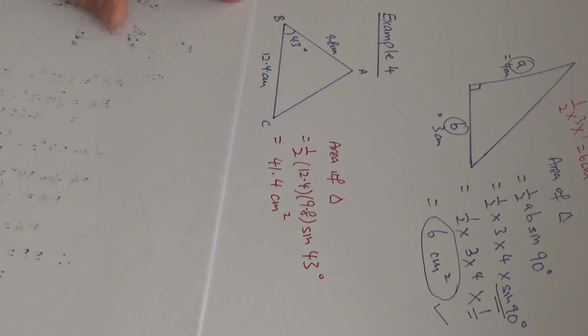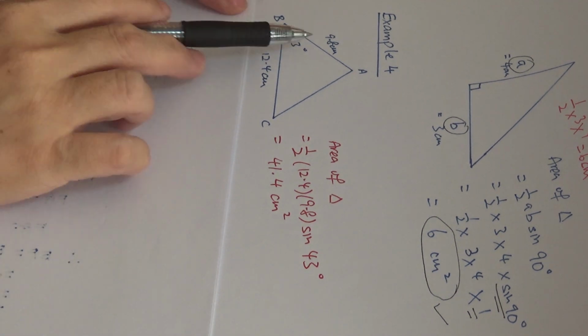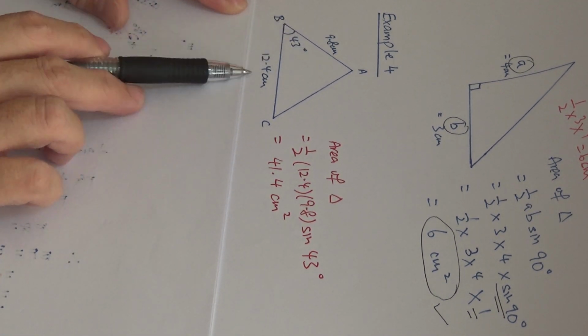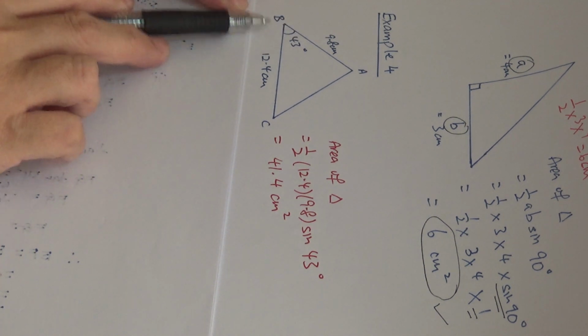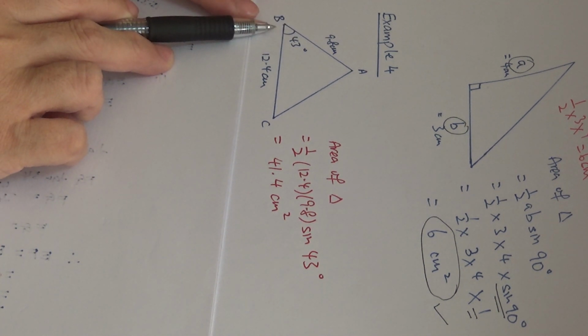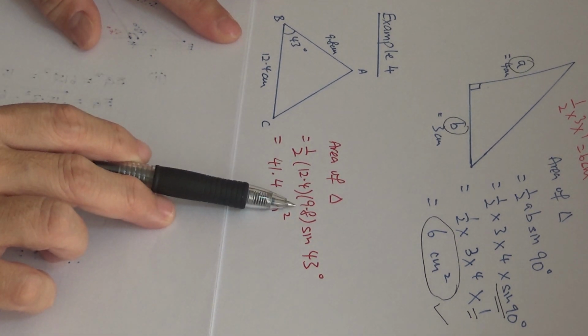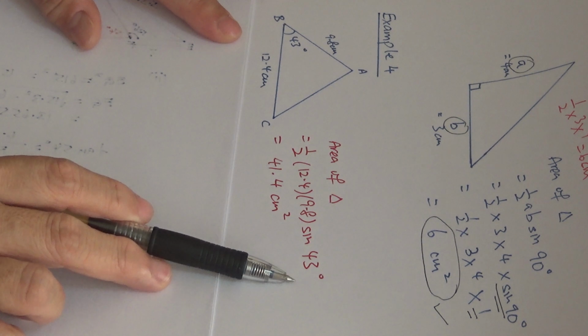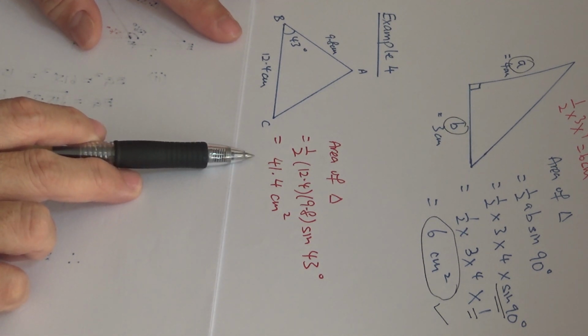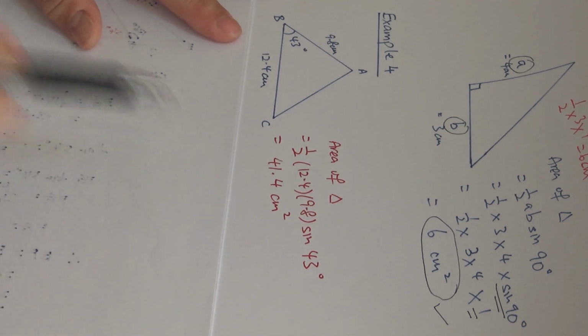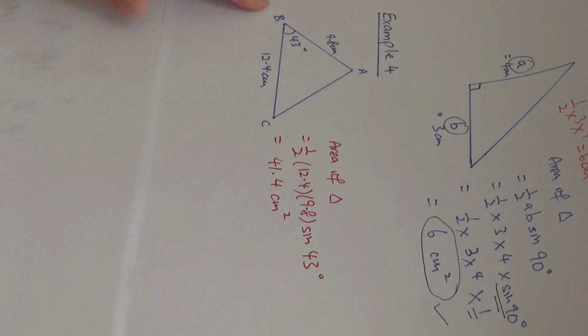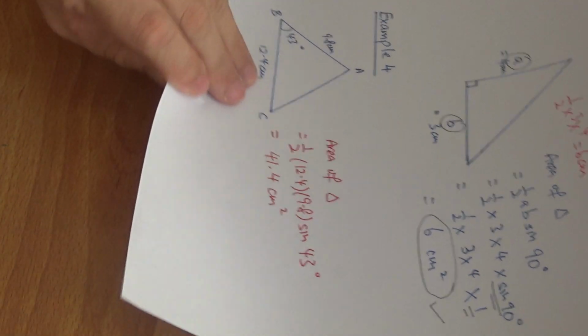Now let's take a look at example 4. They ask you to find the area of this triangle. Can you see that these two are the sides given, and this 43 is the included angle. So I will have half times 12.4 times 9.8 times sine 43 degrees. And if you key the calculator, you'll get 41.4 cm squared. So this is the way that we apply the formula if it is not a right angled triangle. Okay, let us move on.